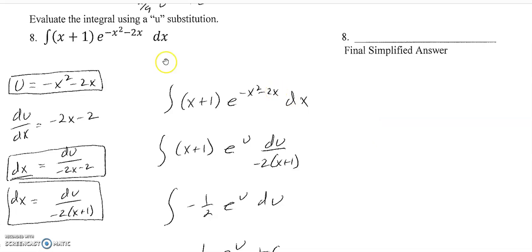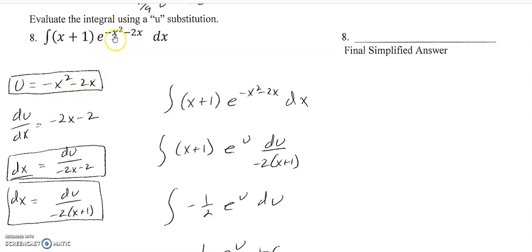So for question 8, we have the integral of x plus 1 times e raised to the negative x squared minus 2x dx. So again, we need to decide which is u. u is going to be negative x squared minus 2x because it will make it simpler.